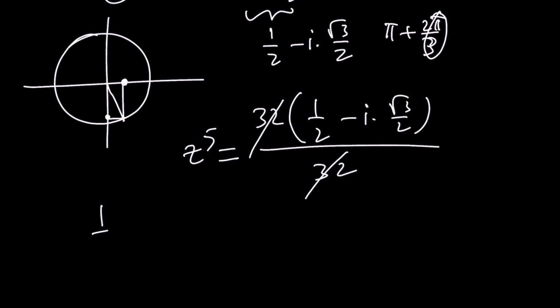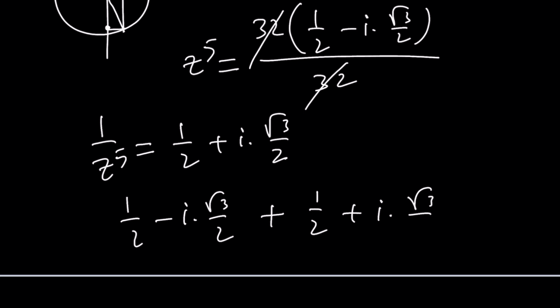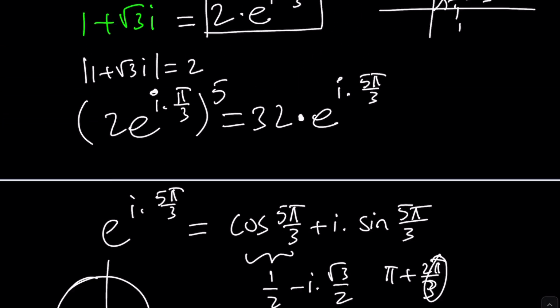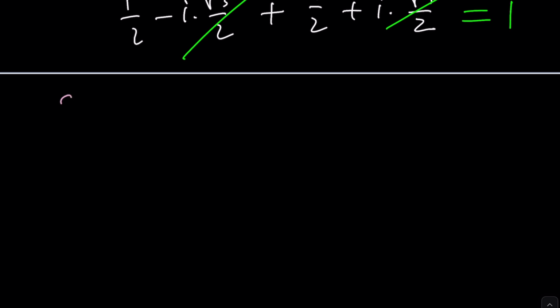Then I need to find 1 over z to the 5th power, which is the reciprocal of this, but since its modulus is 1, it should just be the conjugate. So when you add these up, 1/2 minus i times root 3 over 2 plus 1/2 plus i times root 3 over 2, the imaginary parts are going to cancel out, and we're going to end up with 1/2 plus 1/2, which is 1. Wow, really? The answer is 1. We did all this work for 1. Well, we did, but this is why we have the second method, okay?